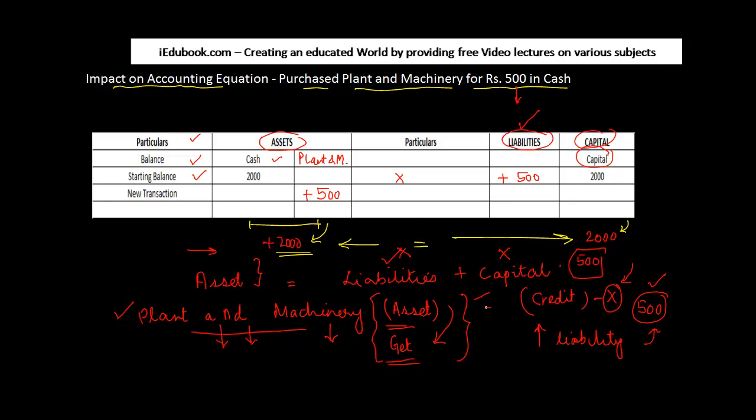So this is how, if it is purchased on credit, it is going to impact the accounting equation. Again, let me do the total of the asset side. This is 2000. This is 500, both of them plus. If you do the total, 500 plus 2000 will give you 2500. Again, the accounting equation holds. The total of the asset side is equal to the total of the liabilities plus capital, right? So that is how the accounting equation is impacted by the purchase of plant and machinery.